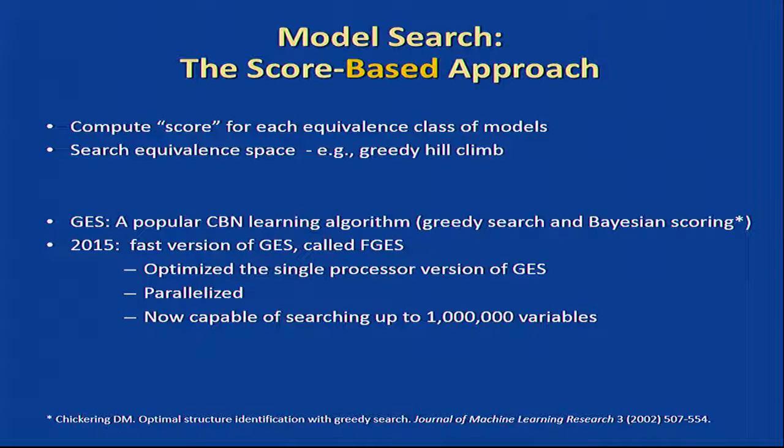Okay, so the score-based approach is you take each, not model, but equivalence class, because you have an assumption that every member of the equivalence class is going to look the same. So what you're really searching for is not a model, you're searching over an equivalence class. And then we do a greedy hill climb search, and we've speeded that up lately so that a popular learning algorithm called greedy equivalence search, GES, that was essentially limited to about 100 variables or less, has now been optimized so it can actually handle up to 1 million variables.